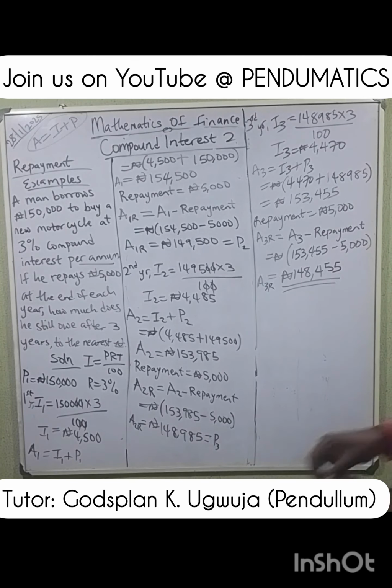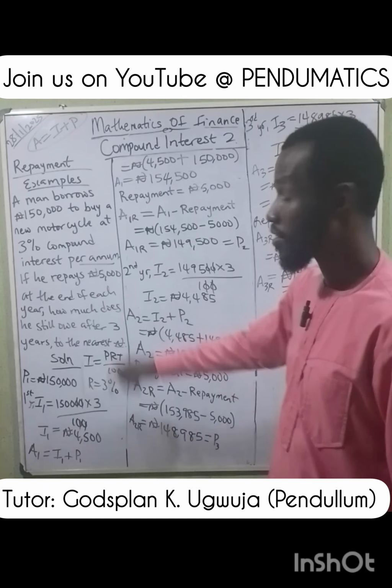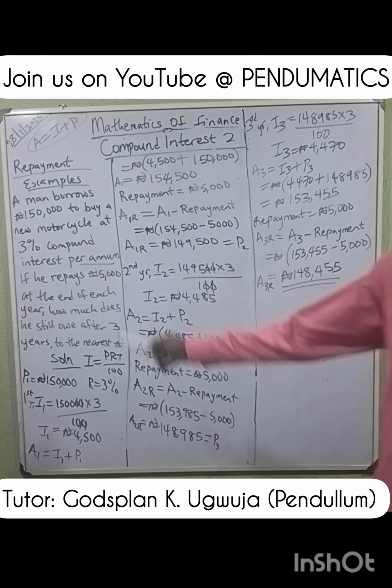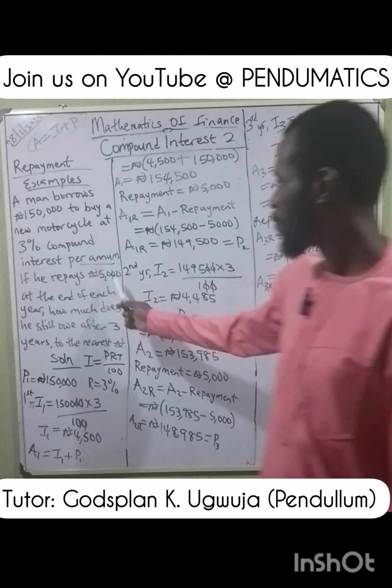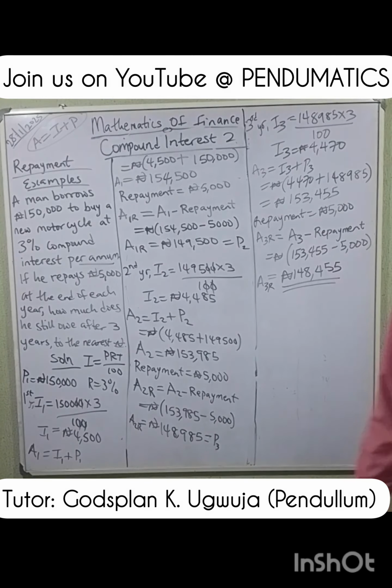So after 3 years, he borrowed 150,000 naira, and after 3 years, he has 148,455 still to pay. So it's as if he has not repaid. Remember, he has been paying back 5,000 every year. So after 3 years, he has paid back a total of 15,000. So normally, if you remove 15,000 from this, he's supposed to be owing around 135,000.